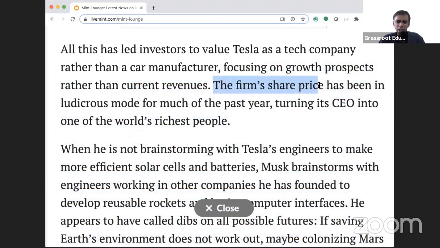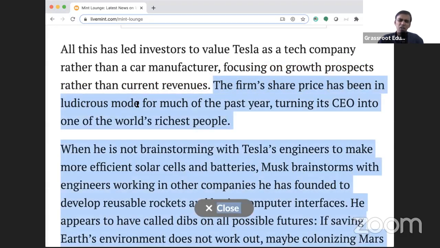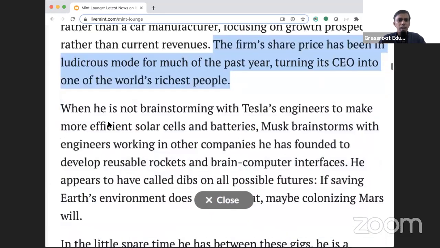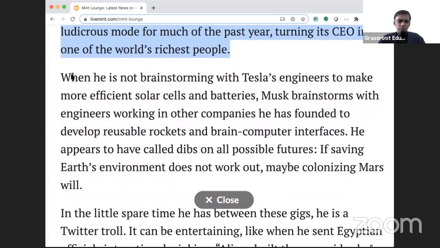The firm's share price has been in ludicrous mode, which means absurdly high, ridiculous. It's flying like anything for much of the past year, turning its CEO into one of the world's richest people. So Elon Musk is actually one of the world's richest right now. One more paragraph.